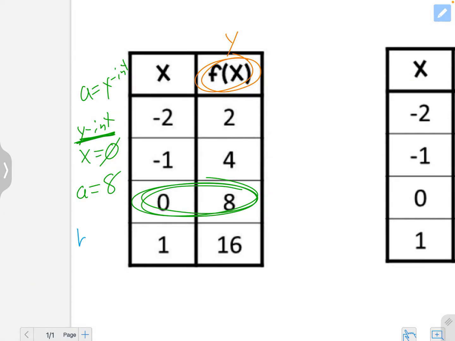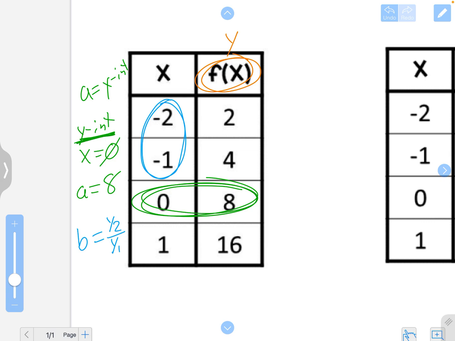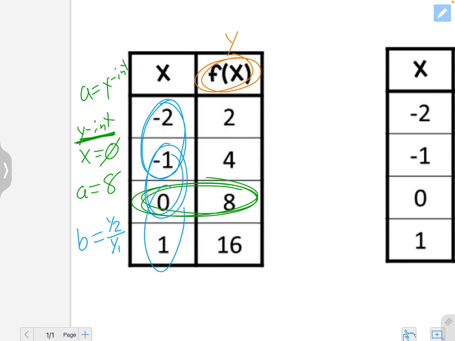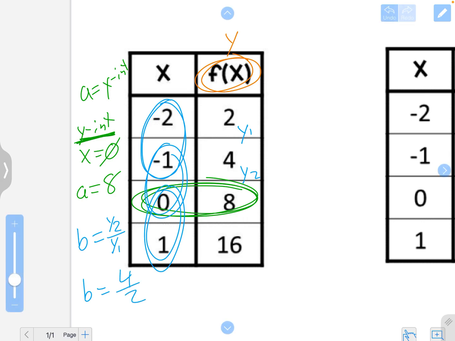Now we need to find our b, which is y2 divided by y1. Now, you can use any two values on this table, but the catch is they have to be in a row. So we have to have -2, -1, we have to have -1 and 0, or we have to have 0 and 1. So they have to be right in a row. So I'm going to pick the smallest numbers because that makes for the easiest math. So I'll make that y1 and make this one y2. So my b is going to equal 4 over 2.